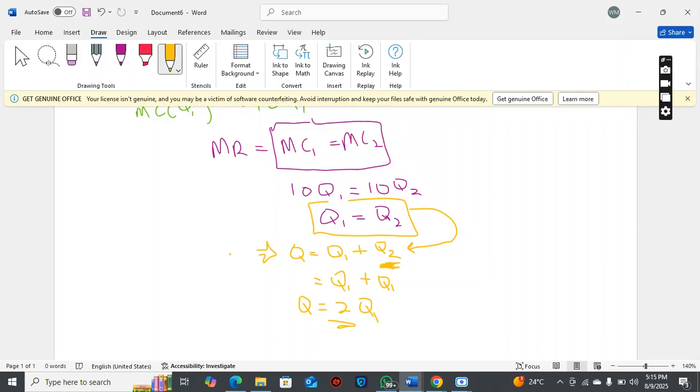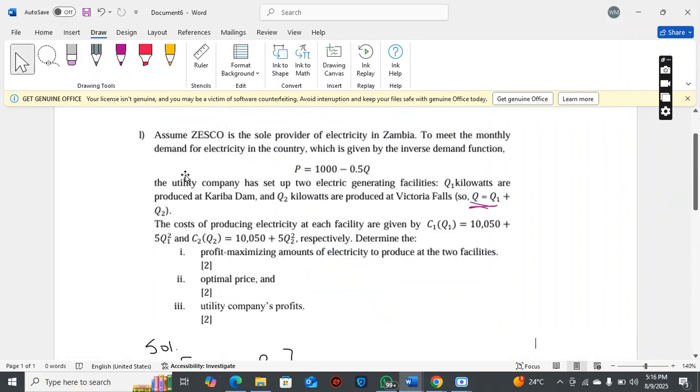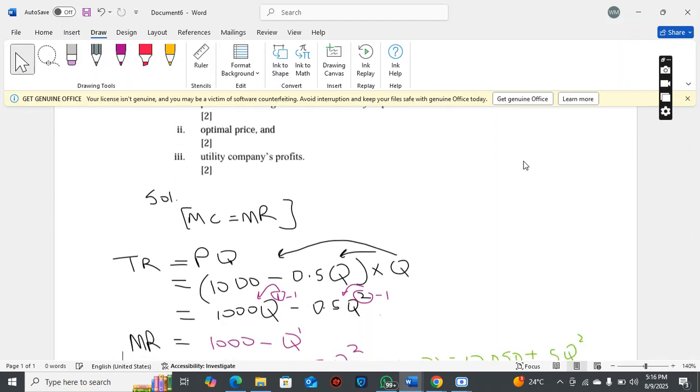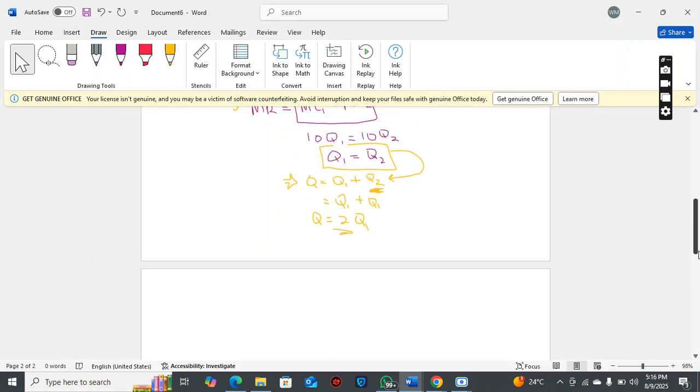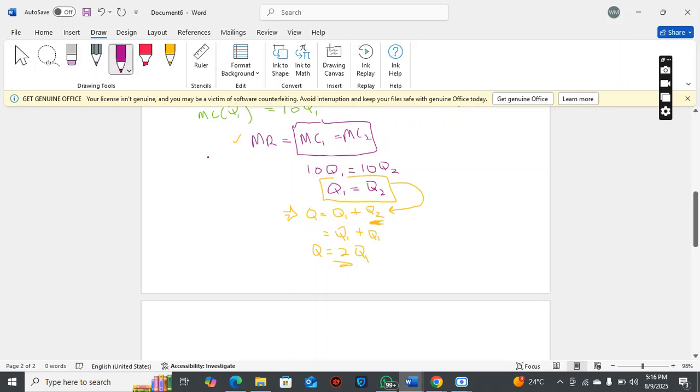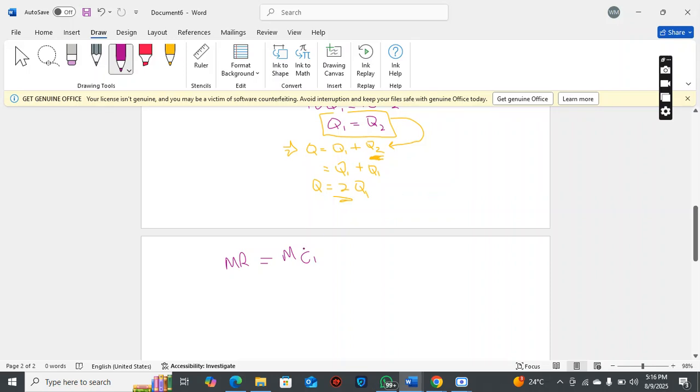Okay, since we found that Q equals 2Q1, we can now get back to this expression here. So we go back, and we can now work with one of the marginal cost functions. We can say marginal revenue, MR equals MC1. Whatever we find for MC1, we'll apply to MC2.